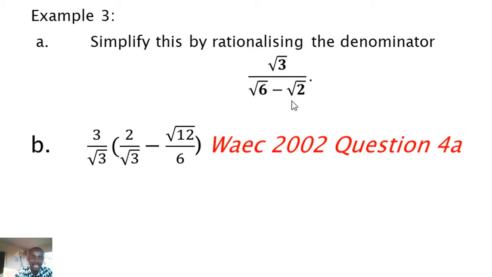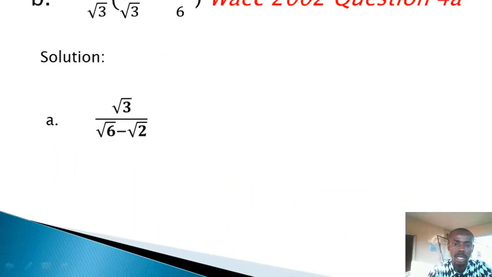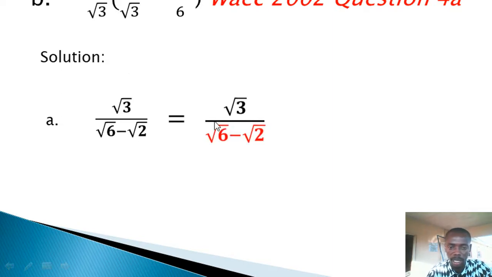Okay, let's move on. Now this is another question. We're going to simplify this, but somewhere there we're still going to need to rationalize later. So this is a question in WAEC 2002 question 4 here. So this is a standard WAEC question. So how do we do this? For here we have root 3 over root 6 minus root 2. So that is going to be giving us just the same thing, root 3 over root 6 minus root 2.